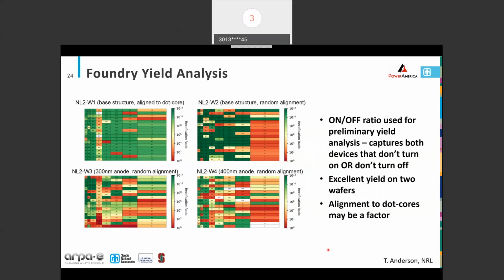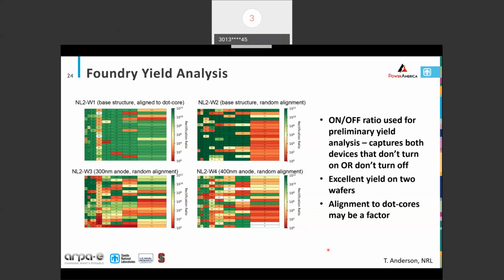Moving on to yield analysis. There are various ways one could define yield, based on breakdown or R-on or other things. What we're looking at here is actually the on-off ratio of forward to reverse current. So we're trying to capture both the forward and the reverse modes of operation of the diode.